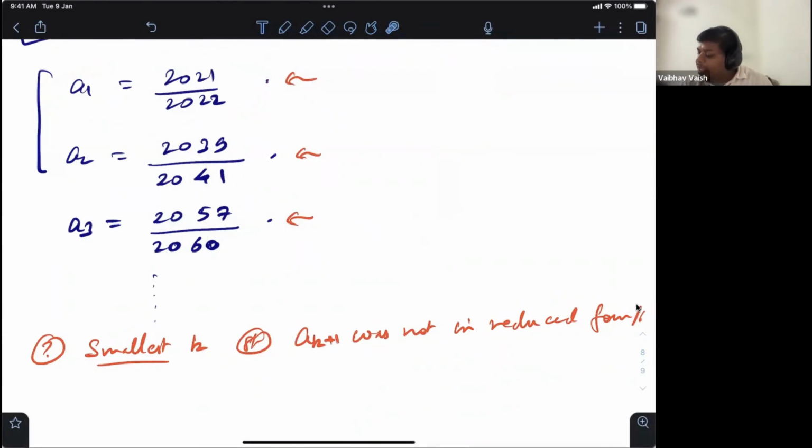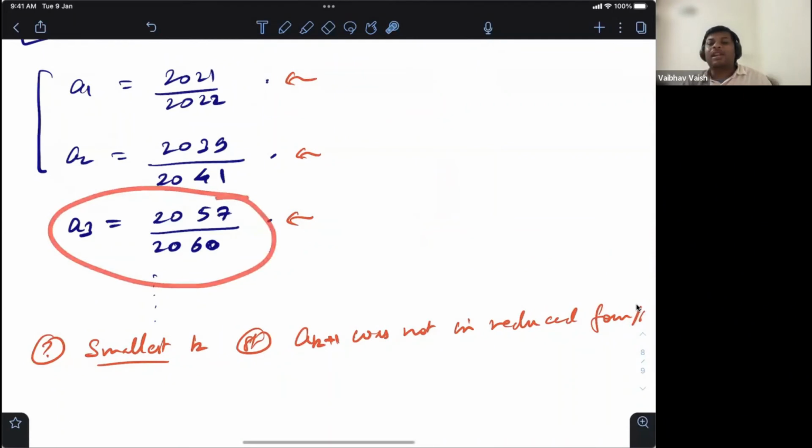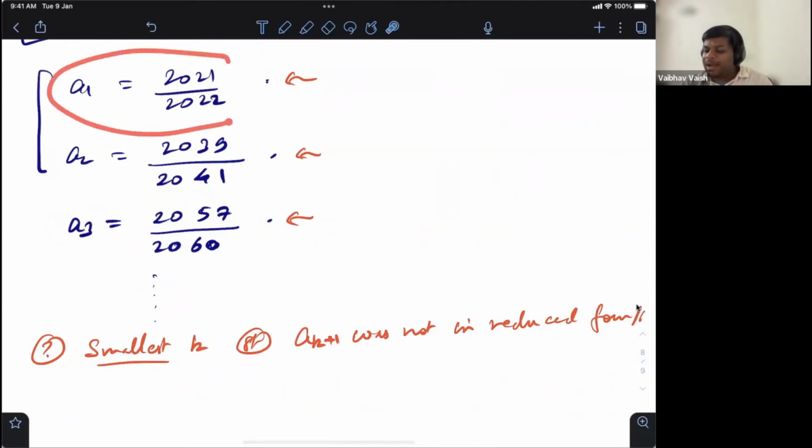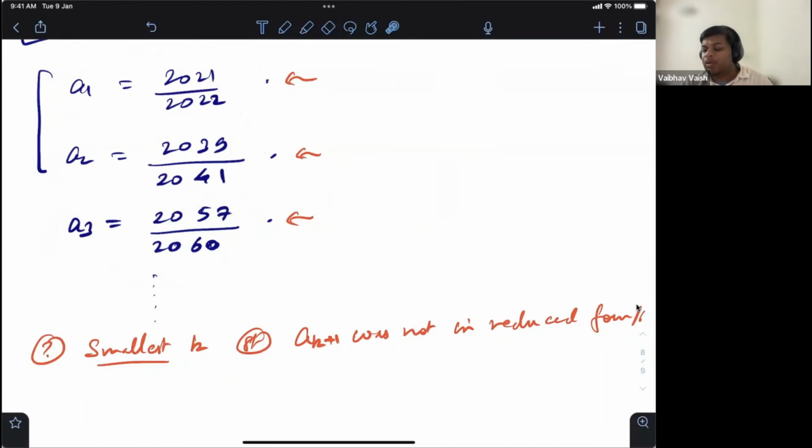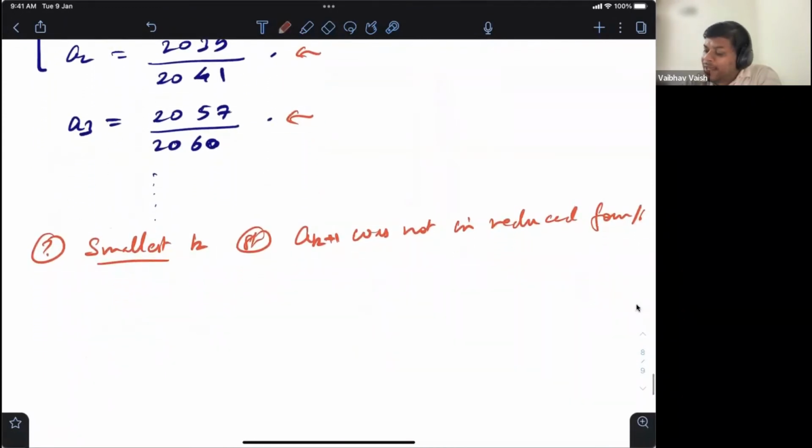Then I did the next computation. This was also in reduced form. Once I know something is in reduced form, I can easily tell what the next number is. Otherwise, I have to cancel. But if it is in reduced form, it's clear. You have to add 18 to the numerator, 19 to the denominator. Okay. So how do I compute? Well, this is quite easy.